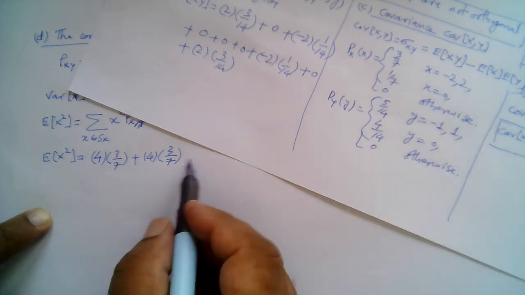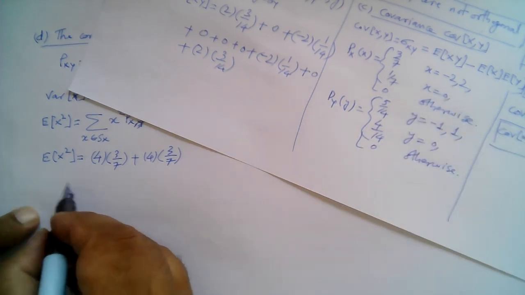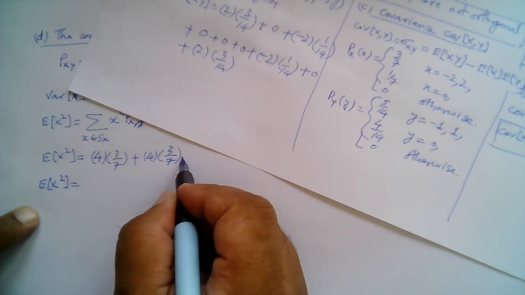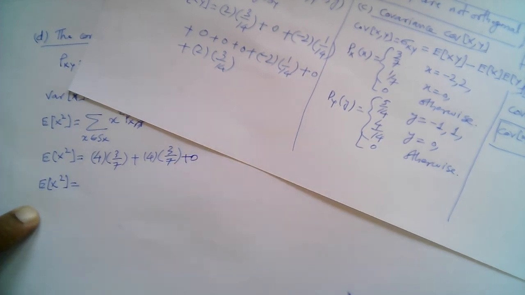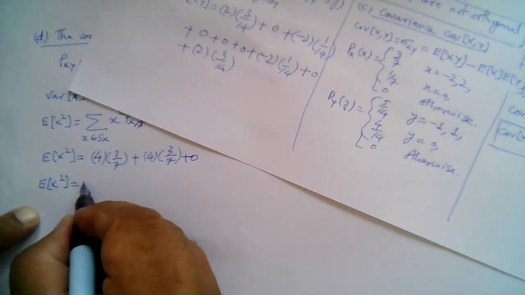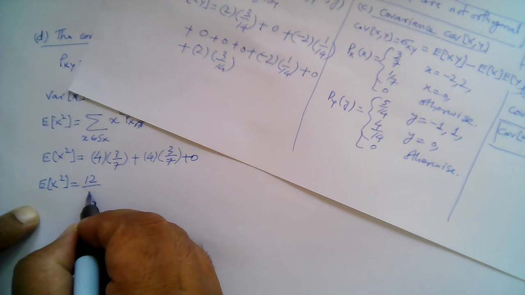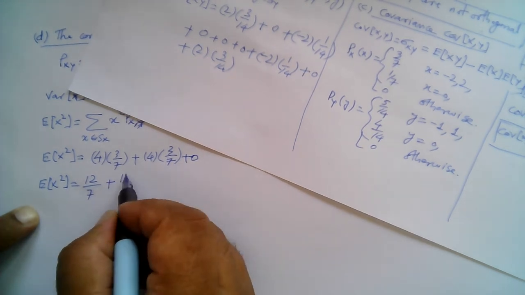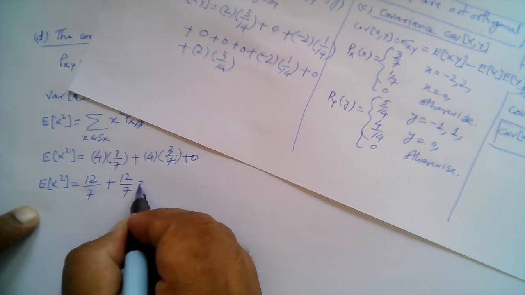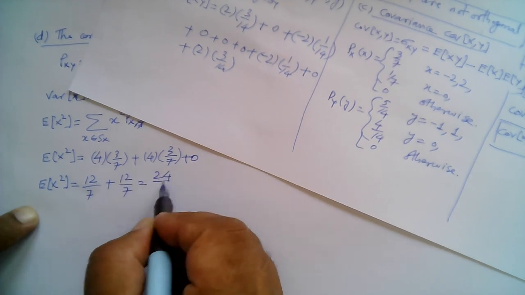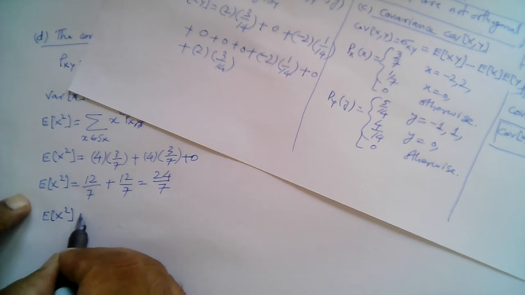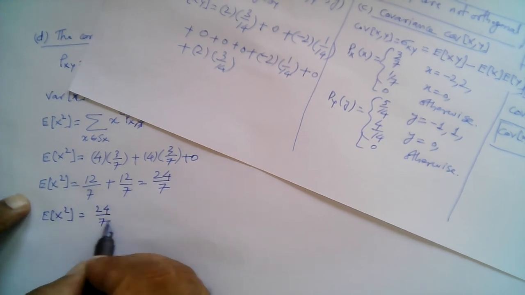So this is the expected value of x square. Let me put 0 here for the sake of completion. So this should be 12/7 plus 12/7, which should be 24 over 7. So expected value of x square, or the second moment of x, is 24 over 7.